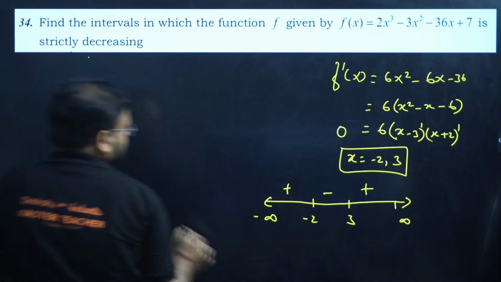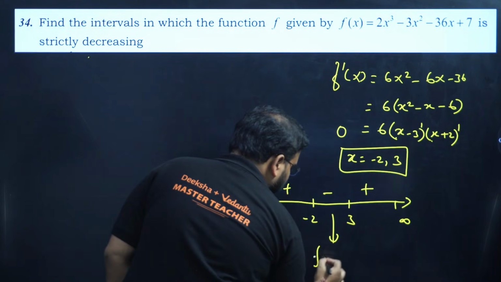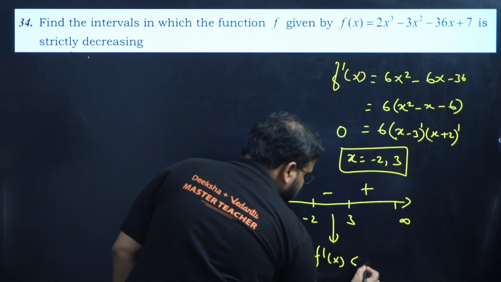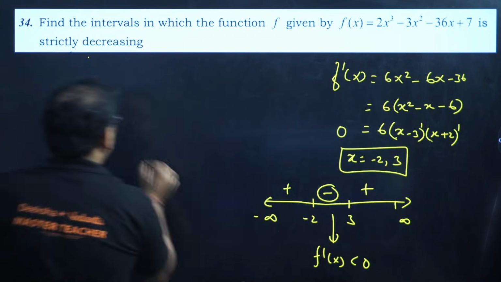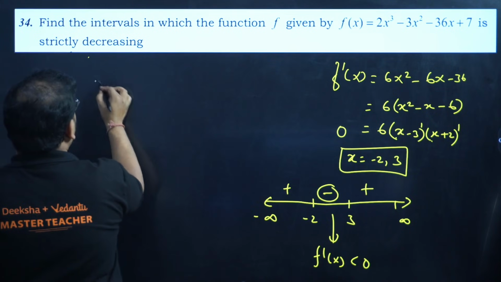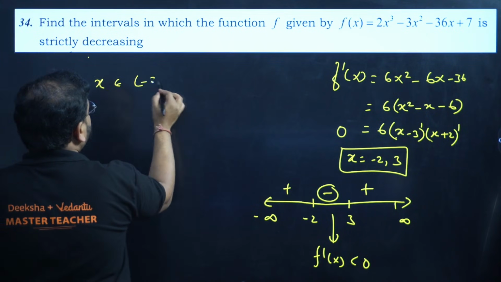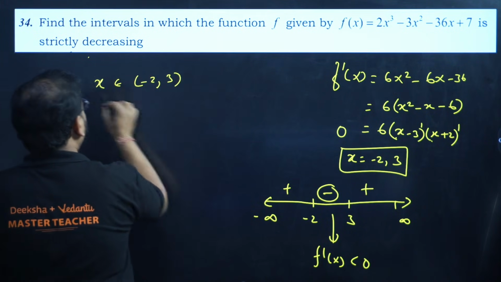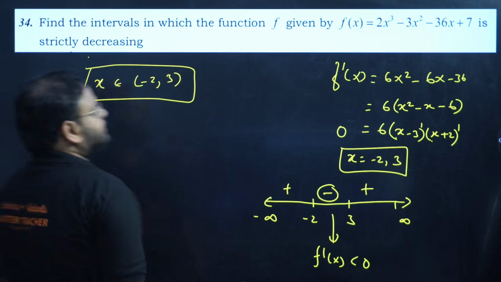Strictly decreasing. So you can see this is the range where the derivative of x is what? Less than 0. It is negative. So therefore the given function is strictly decreasing in the interval x belongs to minus 2 open to 3 open. This is my answer.